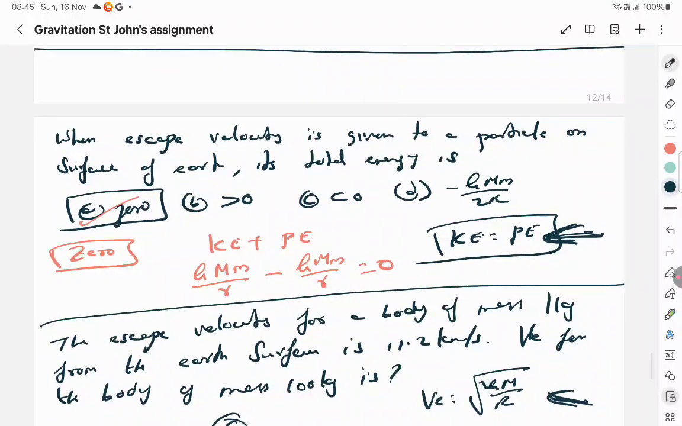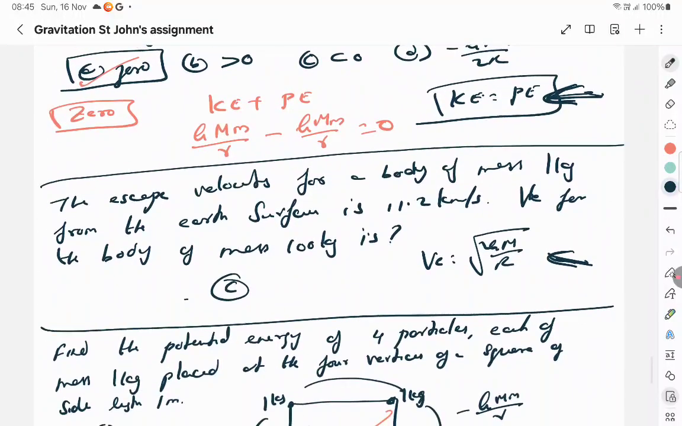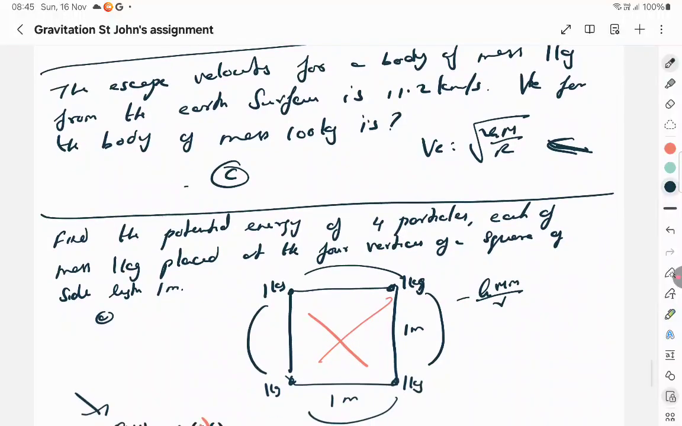When escape velocity is given to a particle on the surface of the earth, its total energy is 0. The kinetic energy should be equal to the potential energy. That's when it's able to escape. The escape velocity for a body of mass 1 kg from the earth's surface is 11.2 km per second. What is the escape velocity for a body of 100 kg? Escape velocity does not depend on small m at all. Escape velocity is root of 2GM by r, and is independent of small m.